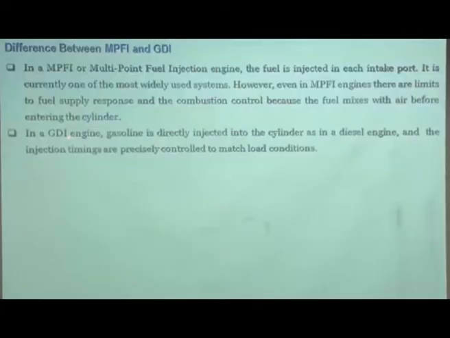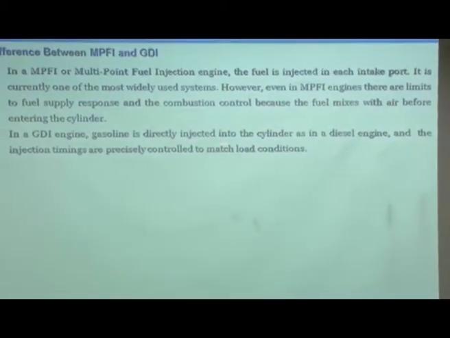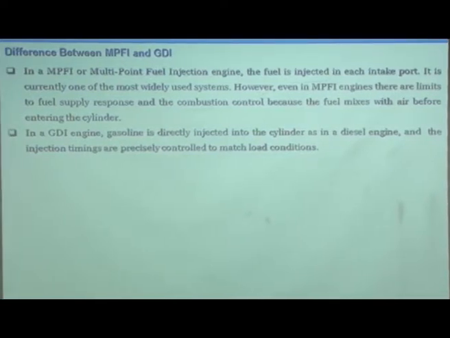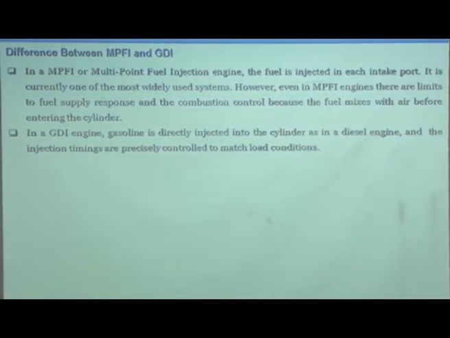In this case, the GDI engine is directly injected in the cylinder. In PFI it is injected in the port, in GDI it is directly injected in the cylinder. And I tell you, the electrical signal flows much faster than the vacuum signal. That is why MPFI and GDI engines have much faster response compared to carburetor engines. GDI is even faster than this, because here you are injecting the fuel directly in the cylinder.